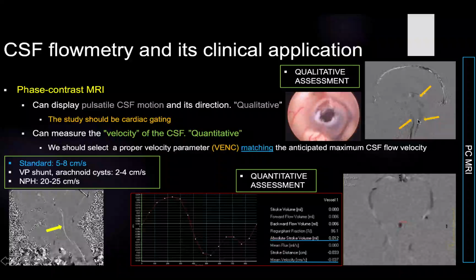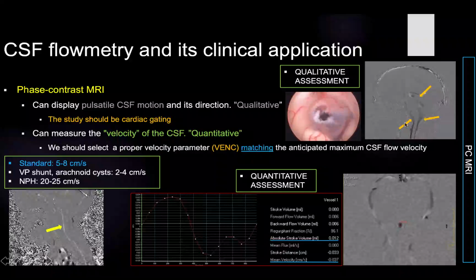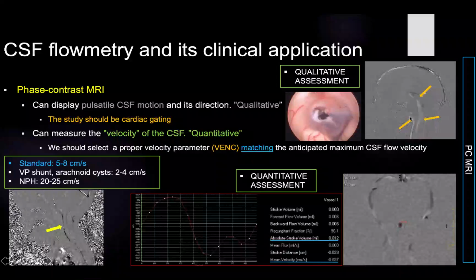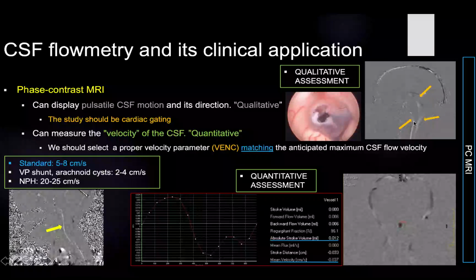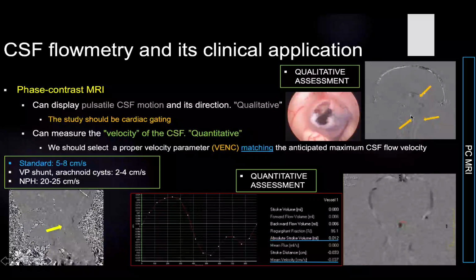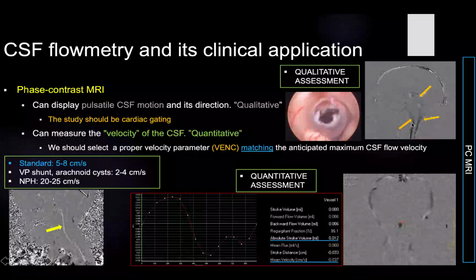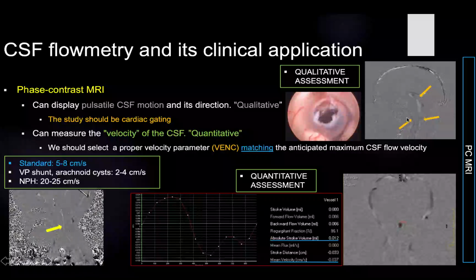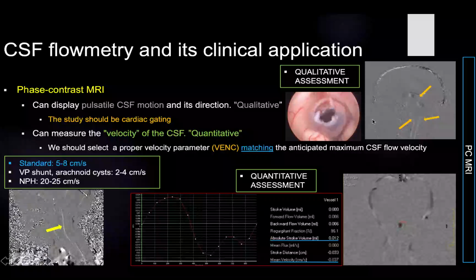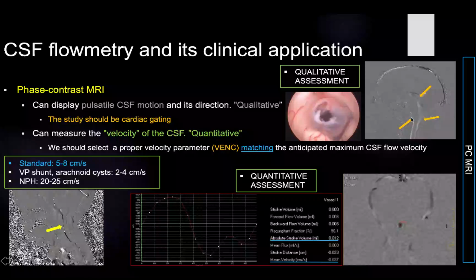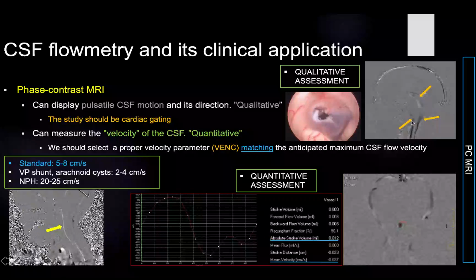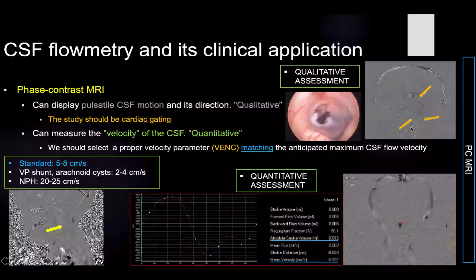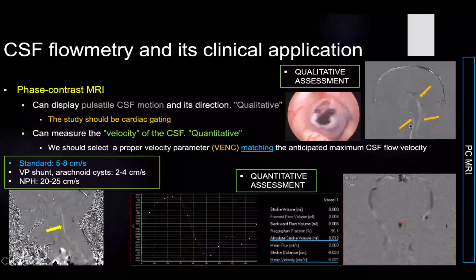The CSF motion, as we notice here, appears as an alternating bright and dark signal. It is a bright signal followed by a dark signal, bright signal followed by dark signal. This is the motion of the CSF flow as it appears in the phase contrast MRI. This is the normal CSF flow, appearing as an alternating dark and bright signal. Why does it appear as an alternating dark and bright signal? Because the direction of the CSF flow is influenced by the cardiac motion.